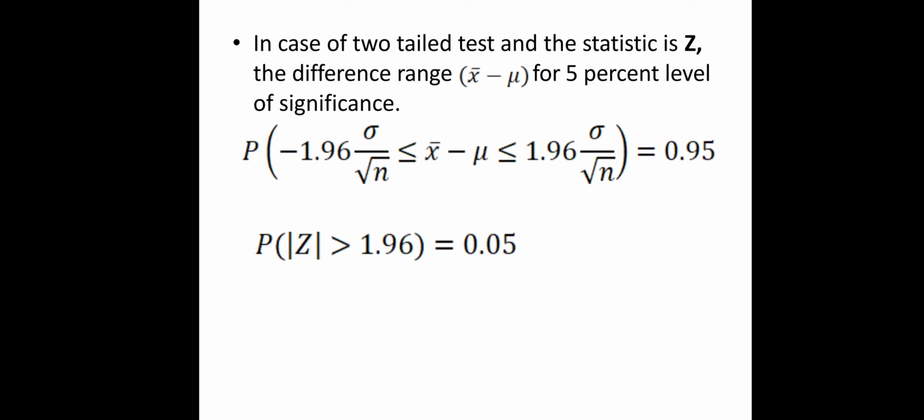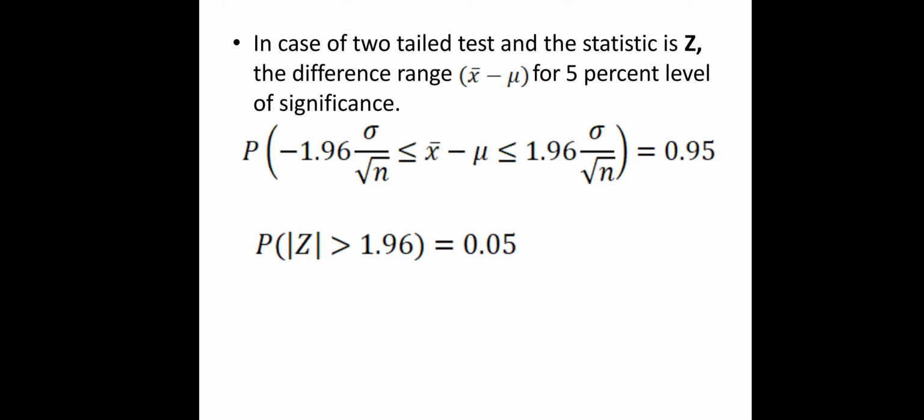If the difference is lying between minus 1.96 sigma by root n and plus 1.96 sigma by root n, this probability is given by 95%. And if this value exceeds 1.96, then it falls under the rejection part, that is 0.05. Okay, because we all know the total probability under the distribution curve is 1. So if we consider 5% level of significance, then 95% is our acceptance region, 5% is our rejection region.